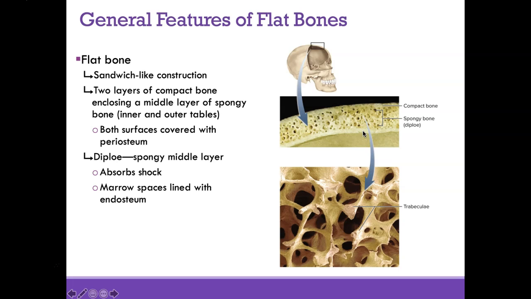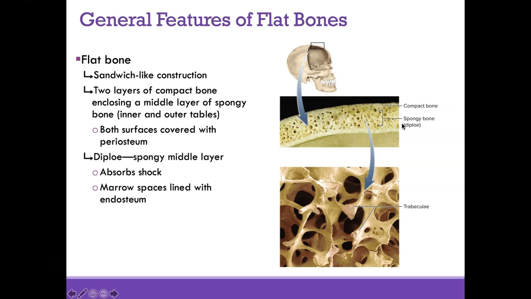When we look at flat bones, such as, let's say, the parietal bone of the skull, we see a sandwich-like construction. We see two layers of compact bone. So here's compact bone, and here's more compact bone. But in the middle, there's what's called diploe. It's like a spongy middle layer of that spongy bone. And again, that's good for absorbing shock, and that also stores bone marrow.